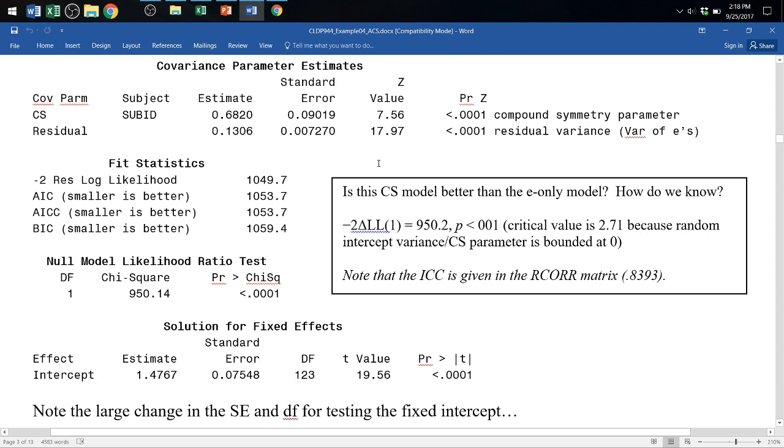So I can do a likelihood ratio test to compare my previous E-only model that had one parameter to this version that has two parameters. And that is exactly what's done for me in SAS. So in this one case, SAS will do it for you, but not more generally than that. The difference in -2 log likelihood is 950. So yeah, adding a random intercept made the model fit better. So yeah, a correlation of 0.84 is bigger than 0.